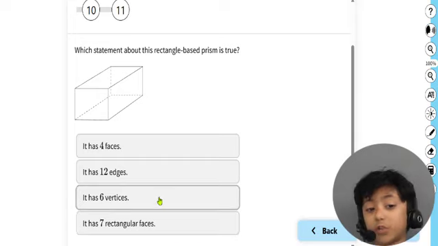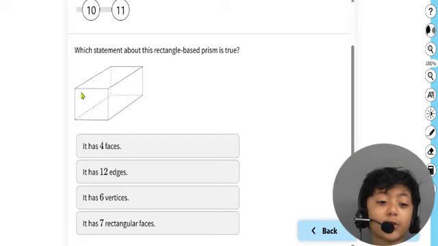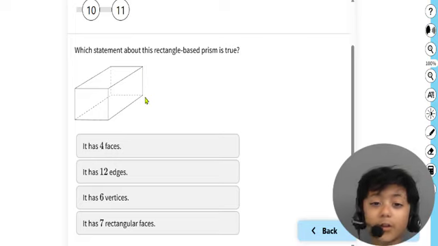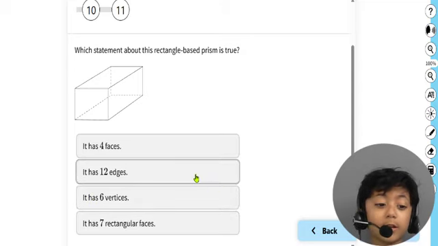Let's count the vertices. There's one vertex here, here, here, and here, for a total of 4 vertices on this side. And it also has 4 vertices on the other side. Vertices are just like corners of a shape where 3 faces meet. So it has 8 vertices in total. So this answer is also wrong. The answer is that it has 12 edges.